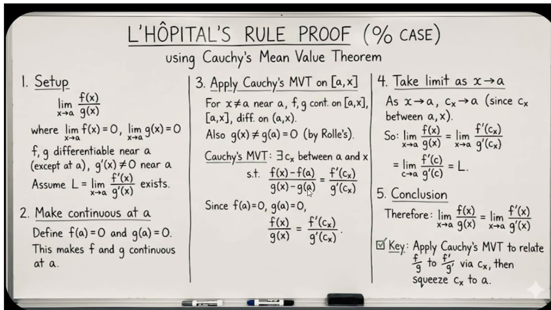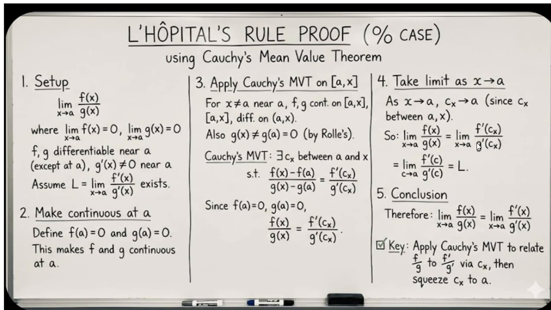By Cauchy's mean value theorem, we can say like this. Once we know that f of a and g of a are equal to 0, we can say that f of x divided by g of x is equal to f dash of c of x divided by g dash of c of x. Here, if you take the limit as x tends to a, very simple logic: whatever the c of x is lies in the open interval a comma x, so c of x also tends to a.